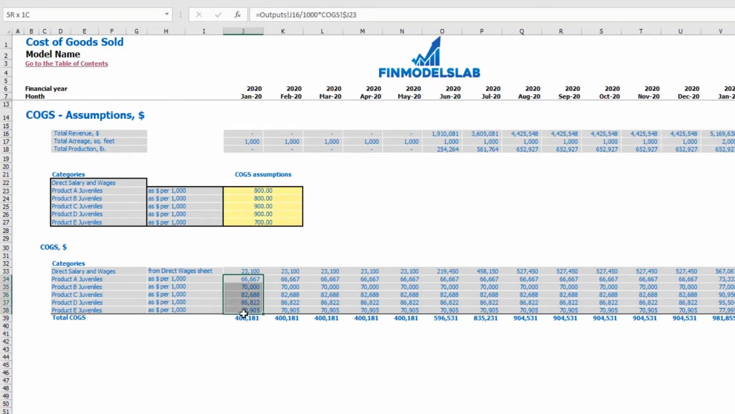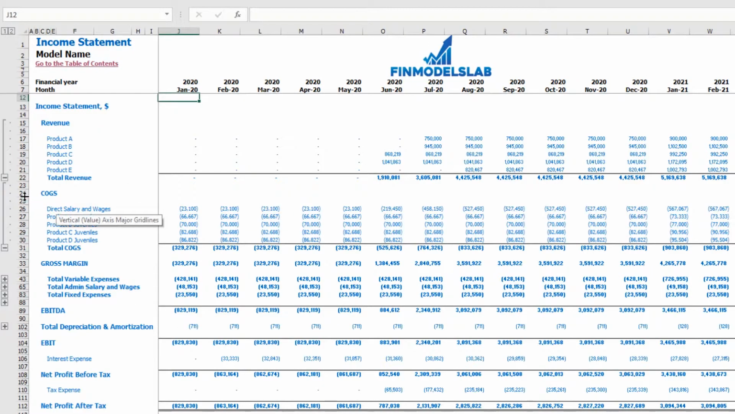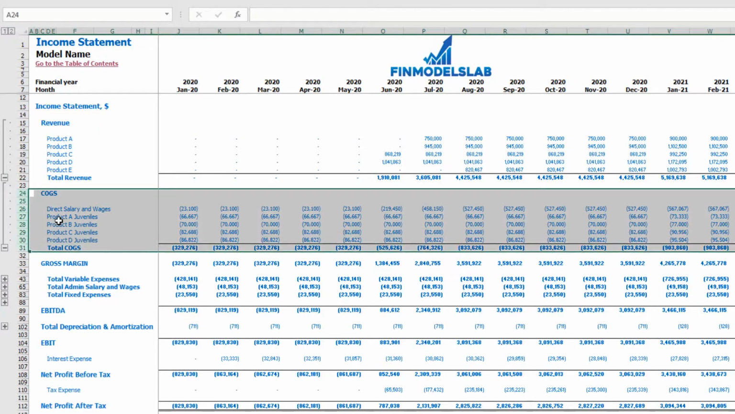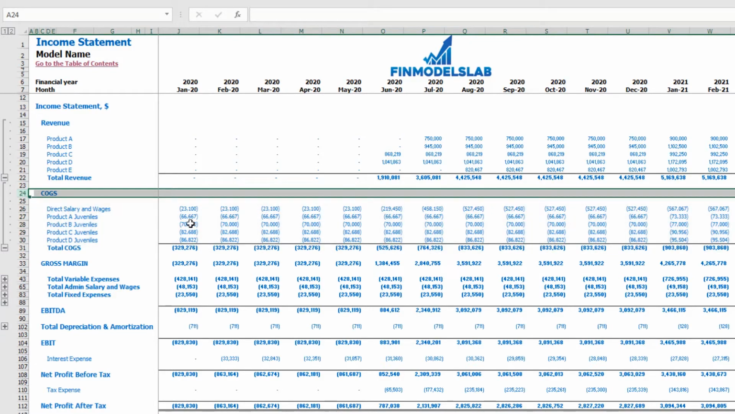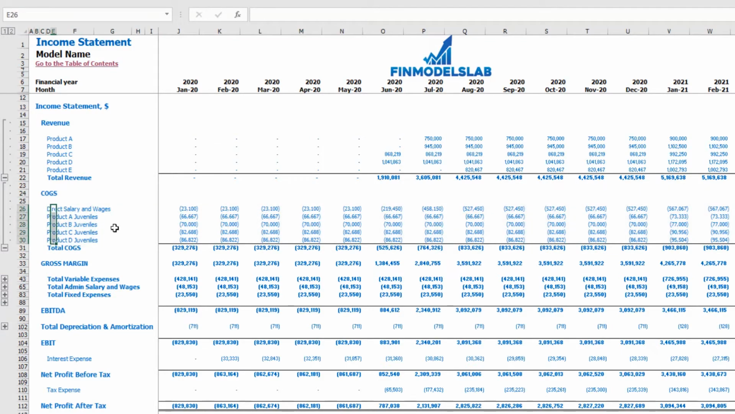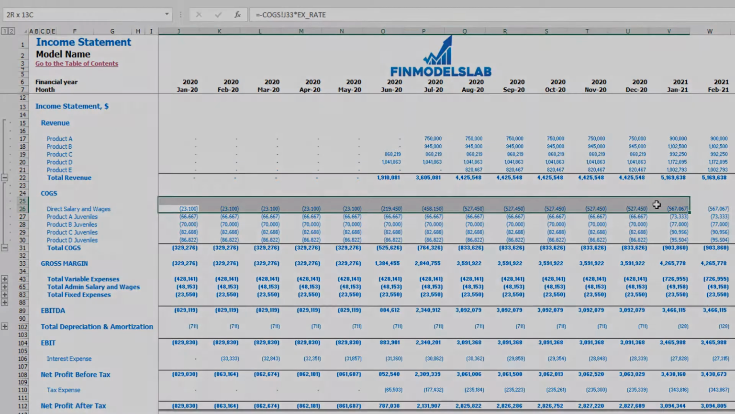Below you may see the calculation of cost of goods sold line items by months and by categories, and the breakdown of COGS by line items and months you may see in income statement under COGS section. Here you may see the same categories and breakdown by months.